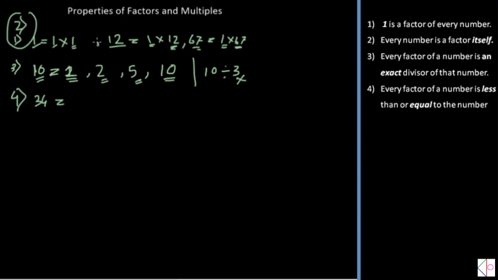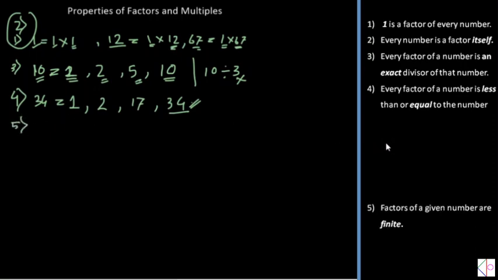In case of 34 or anything else, 1 is a factor of 34. 2 times 17, that means 2 and 17 are the factors. Again the number itself, 34. So again we have 4 factors, and 34 follows property number 2. Here 1 to 17, all of them are less than 34, and 34 is equal to 34. It proves that property number 4 is established.